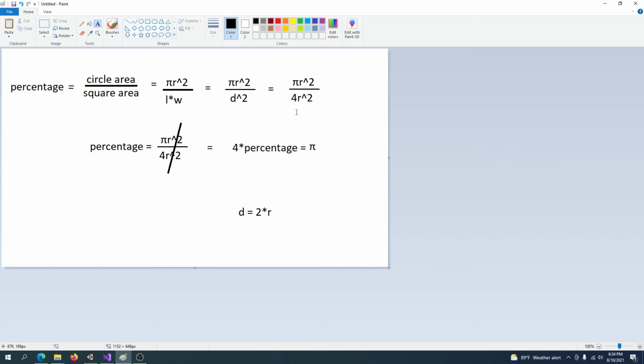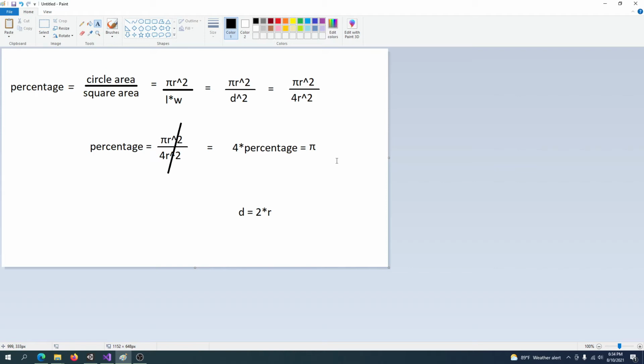Okay, so what do we notice here? We have a common multiplier in the numerator and denominator, so we just simply cancel that out. So percentage is now simply equal to pi over 4. Okay, we simply multiply both sides by 4. 4 times percentage is equal to pi. So essentially, whatever our percentage ends up being, we simply multiply that value by 4, and we get our experimental value for pi.